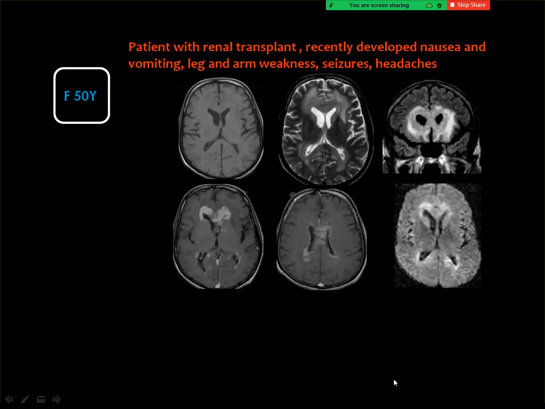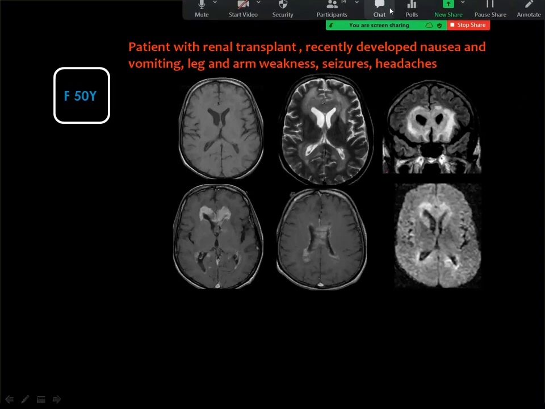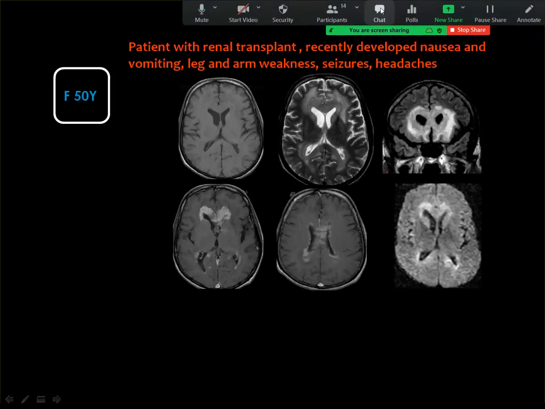Next case is a patient with renal transplant, recently developed nausea and vomiting, leg and arm weakness, seizures and headaches. The answer is easy, I know.